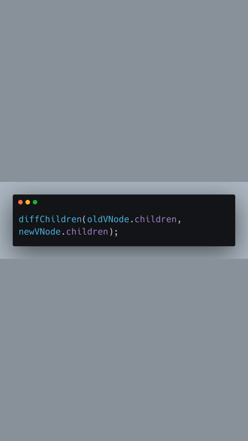With properties updated, the diff function then moves on to comparing children nodes. This is where recursion comes into play, as each child pair will also go through a diffing process. This ensures that updates are applied to every level of the DOM tree.